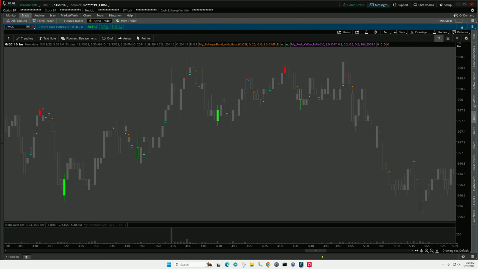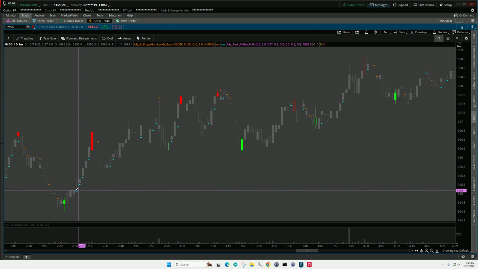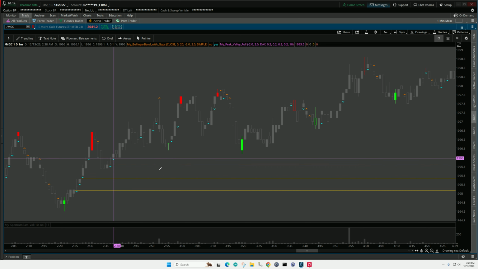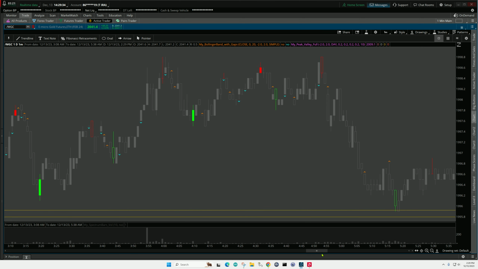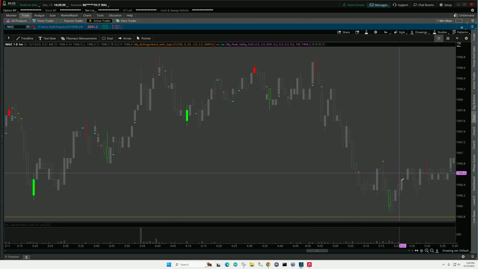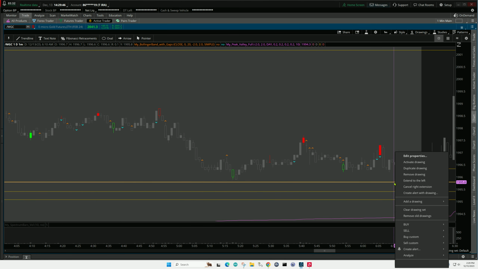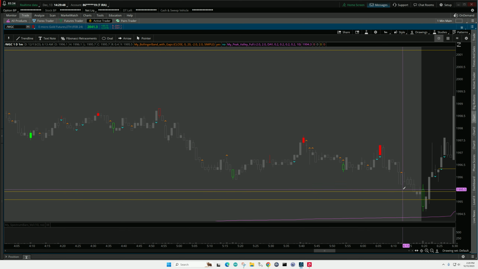Okay. Let's see, there were some gaps in here. Let's look at these. Let's mark these gaps here, here, here, and here. Okay, so we got those gaps marked. Let's see. Okay, so that first one gets filled, so we'll remove this drawing. Got filled right there by those two candles. Okay, and then these other ones get filled right before market open, so I'm going to remove these.